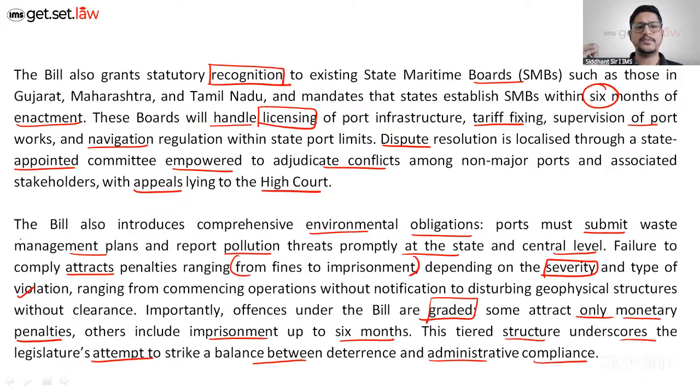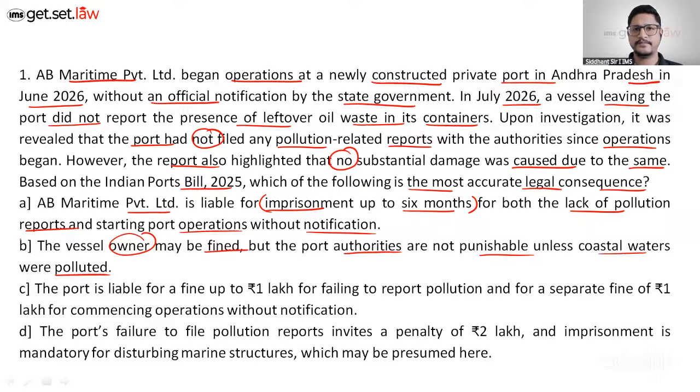Ports must submit waste management plans and reports, pollution threats promptly at state and central level. You have to do this, but you have not done it. Okay, so there is something wrong. So he may be fined, it says, but the probability is not sure. He has done wrong, so he will be fined.